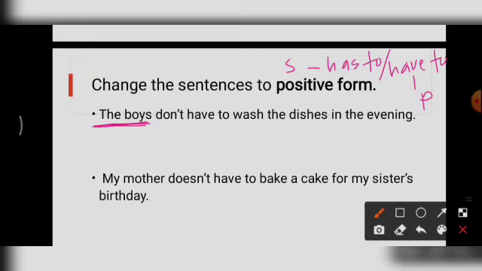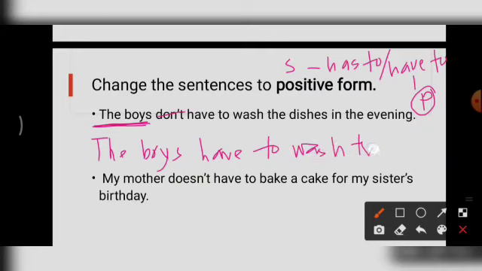How many people are there? One person or more than one? Yes, there are more than one. So when more than one, we use this one, plural, right? So have to. So the boys have to wash the dishes in the evening. So we just cancel this one and then kita tulis balik dekat bawah. The boys have to wash the dishes in the evening. And then the next sentence.